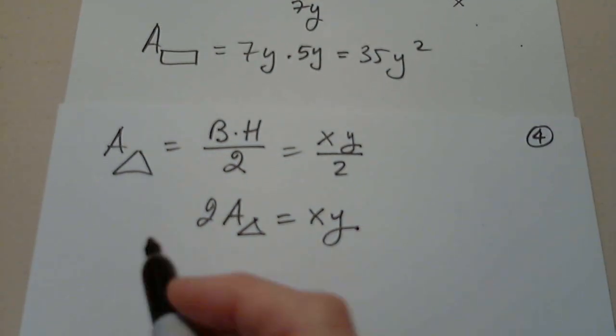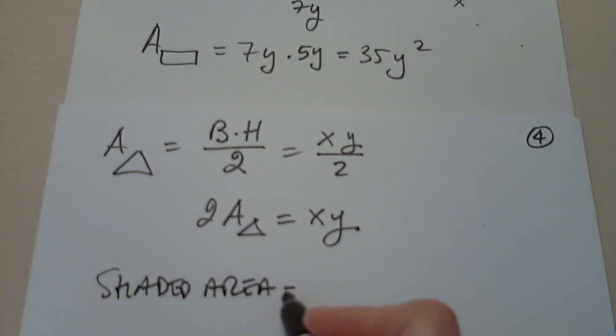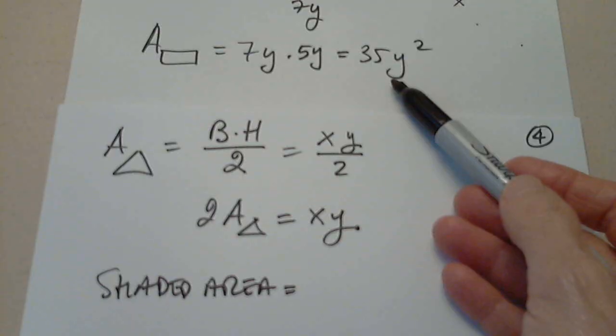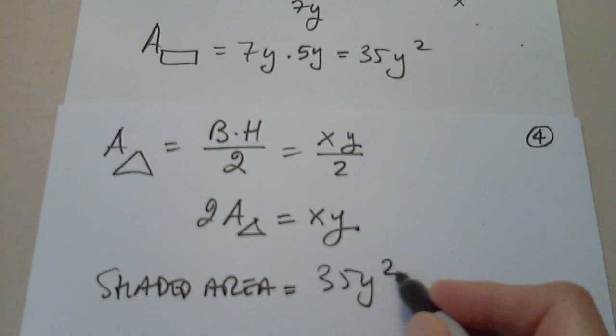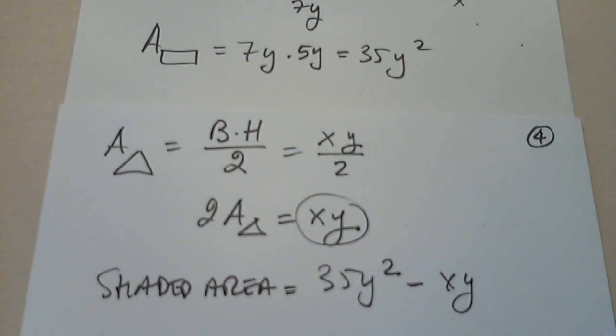So now the shaded area is exactly like before, the total area, 35y squared, from which we subtract the area of those two triangles. So this is the first thing we need to enter, because they're asking, write the polynomial expression that represents the area and do not factor. Fine. So I will enter 35y squared and then minus xy.